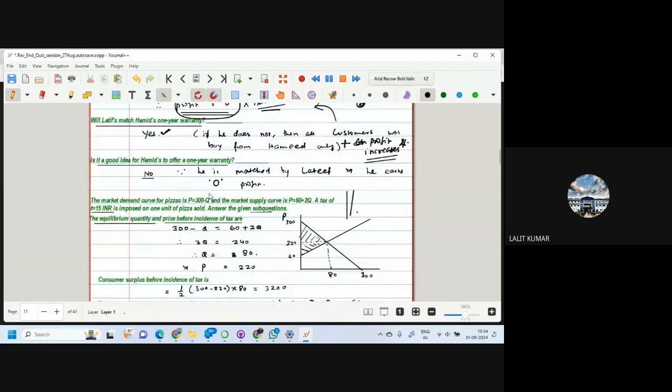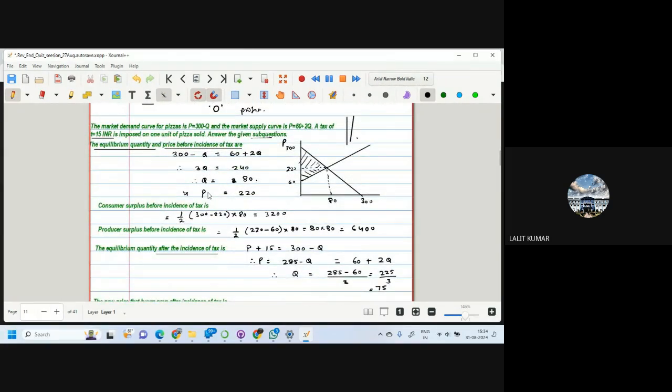Okay, sir. So next question we come to: market demand for pizza is P equals 300 minus Q, market supply is P equals 60 plus 2Q. A tax of this much is imposed. Answer the given sub questions. The equilibrium quantity and price before incidence of tax. So this is straight away that demand is equal to supply. We get price is 220, Q is 80.